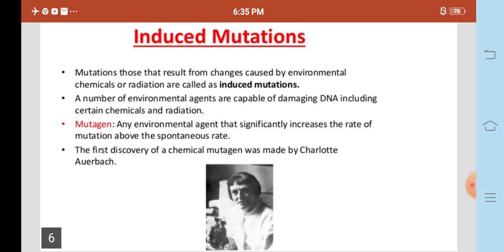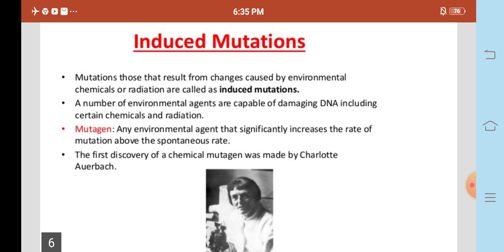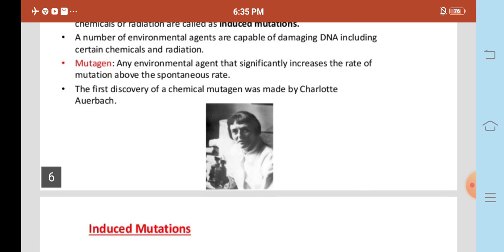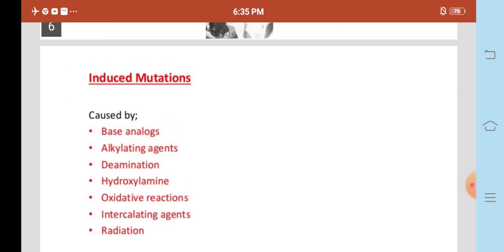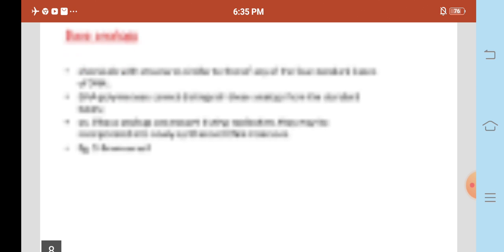This type of mutation is called induced mutations. A mutagen is an environmental agent that significantly increases the rate of mutation above the spontaneous rate. And next, the first discovery of chemical mutation was made by Charlotte Auerbach. Induced mutations are of different types caused by base analogs, alkylating agents, deamination, hydroxylamine, oxidative reactions, intercalating agents, radiation. All these are induced mutations.